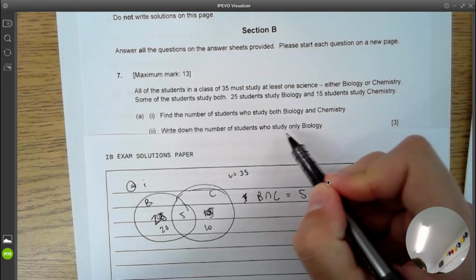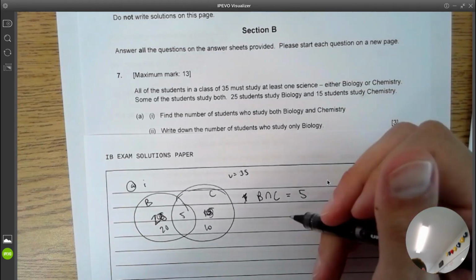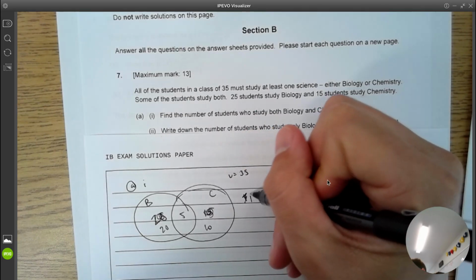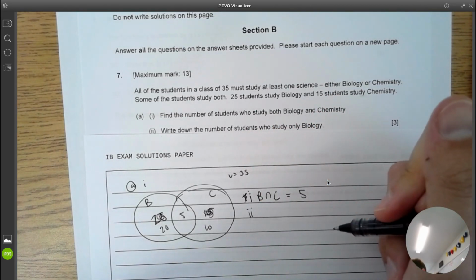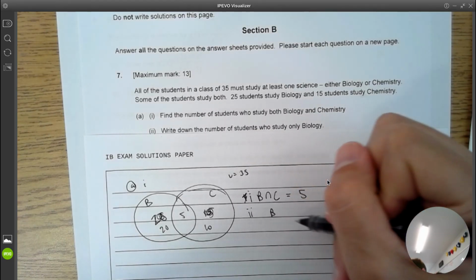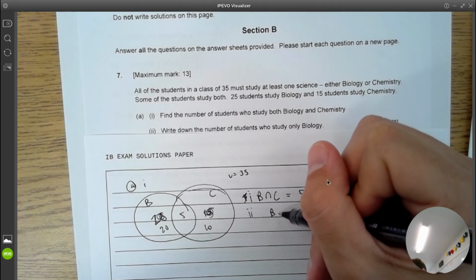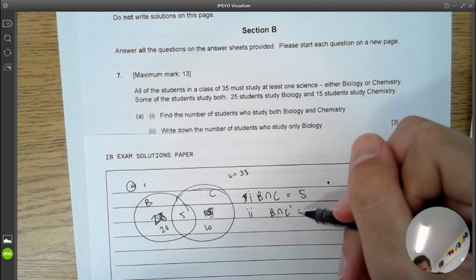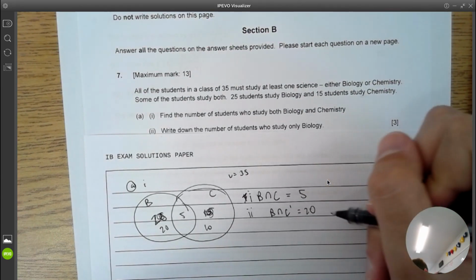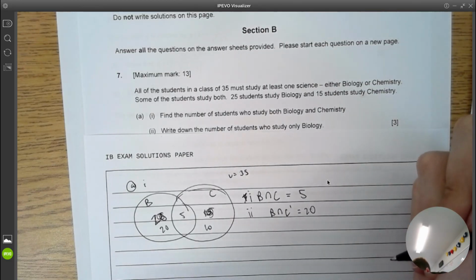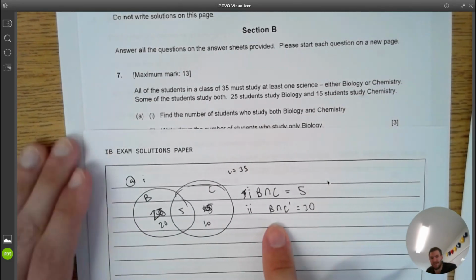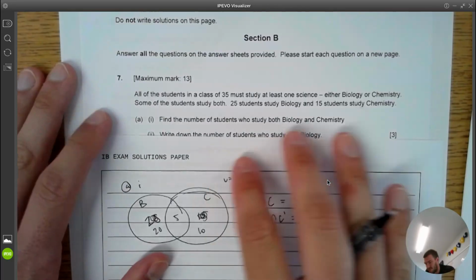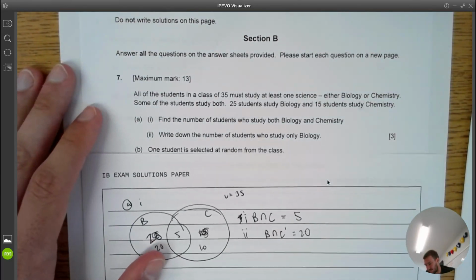Write down the number of students who study only biology. Oh, nice. More free marks. We love this. Part 2, only biology. Biology and not chemistry, which you can write with this little hyphen thing, is 20. If you don't know this little language, then just write out only biology equals 20, whatever.